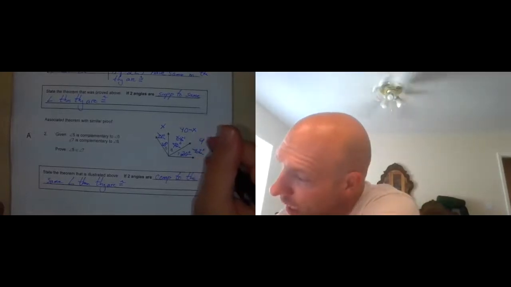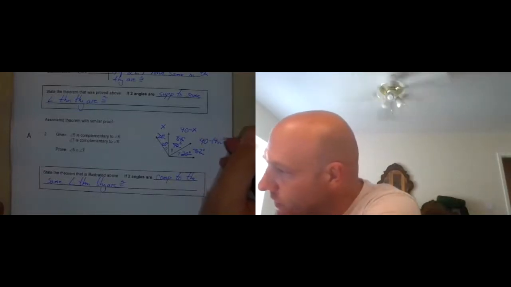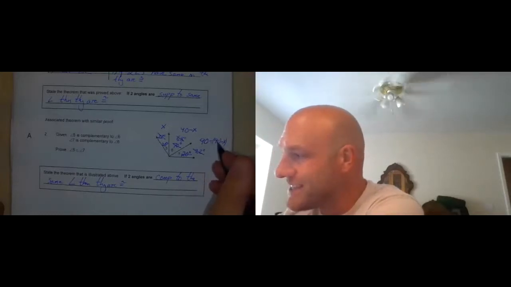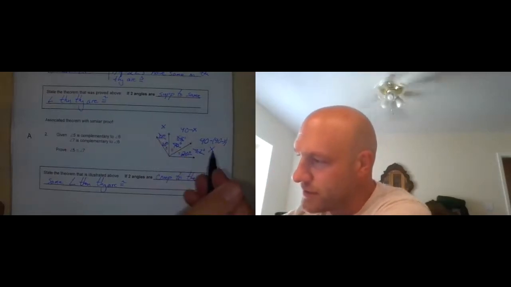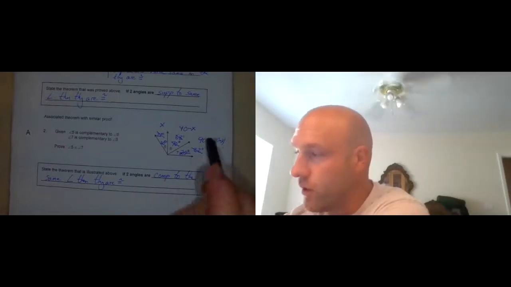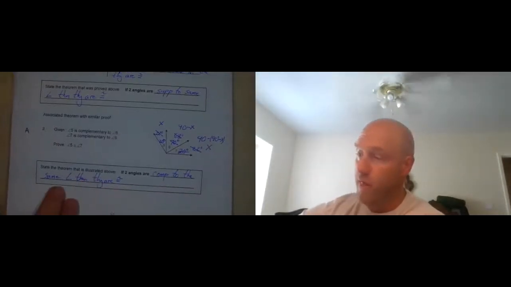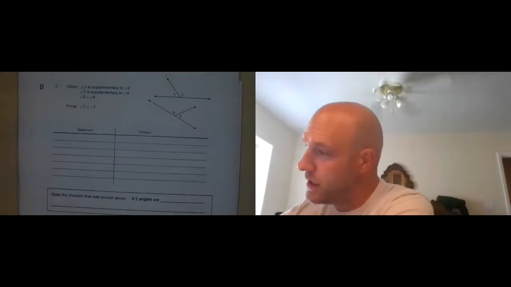I'm gonna say, anytime I find a complement, I take its value and I subtract it from 90. So we've got 90 minus the quantity of 90 minus X. 90 minus 90 is 0, and when I distribute that negative sign, I end up with an X. And if that has a measure of X and that has a measure of X, then they've got to be congruent. So we've really shown this theorem that if two angles are complementary to the same angle, then they are congruent.